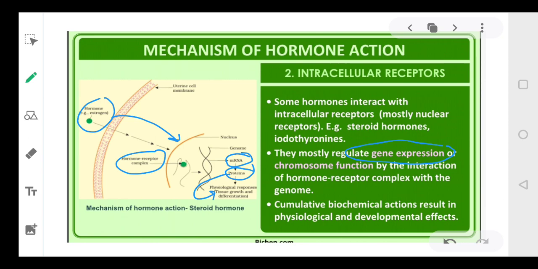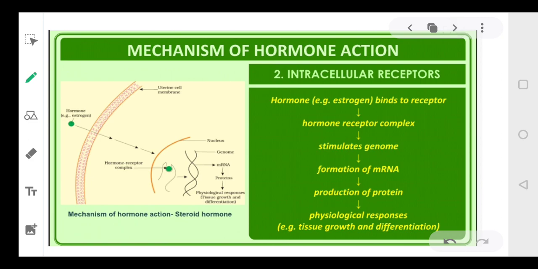So through the production of mRNA and proteins they bring about the physiological responses. Okay everyone? So this is how your two receptors act, or bind with the hormones. The pathway: suppose the hormone will bind to the receptor, then the hormone receptor complex will be formed, then it will act and stimulate the genome, that is DNA. So there is a formation of mRNA, then production of protein, and then the desired response is brought about.